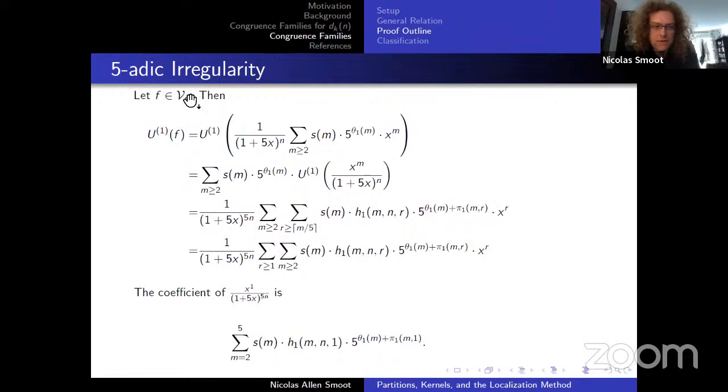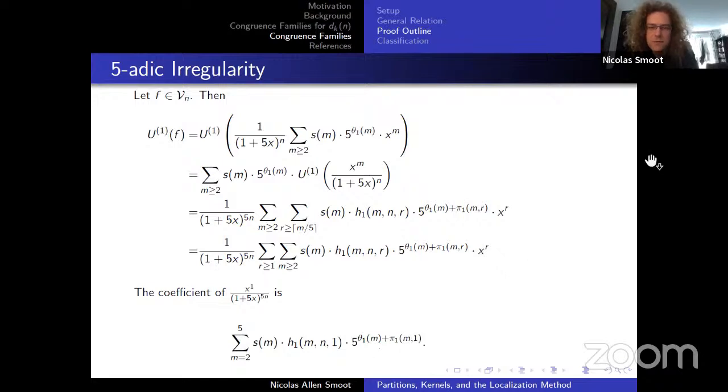F is in v in 1, sorry, it's supposed to be v in 1. And I apply the U1 operator. And again, I get all this stuff out. And I look specifically at when r is equal to 1. Okay, r is equal to 1, then I have x to the 1 over 1 plus 5x to the 5n. I want to look at the coefficient of this. And it turns out, r is greater than or equal to ceiling m over 5. That tells you that m has to go from 2 to 5 for the coefficient of x to the r, or x to the 1, excuse me. So it'll be s of m, h1 of m and r, and I got this power of 5 here.